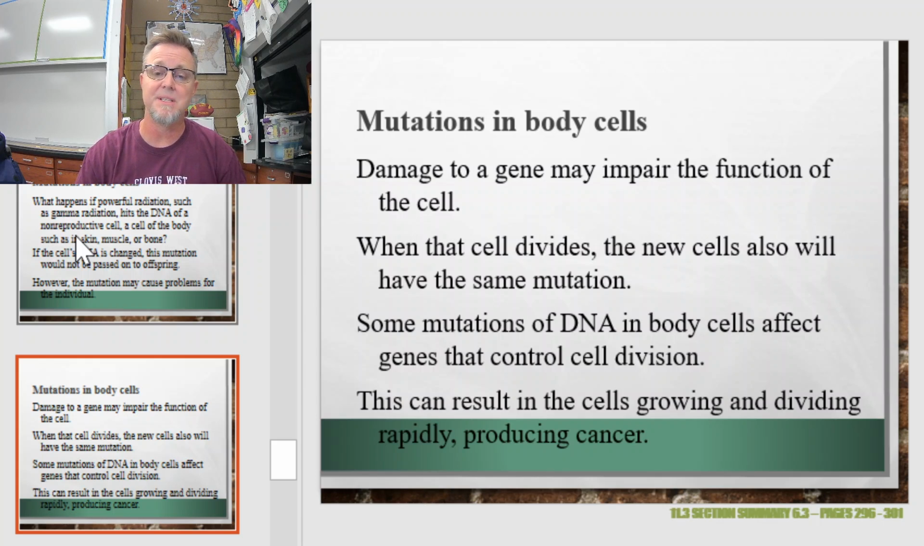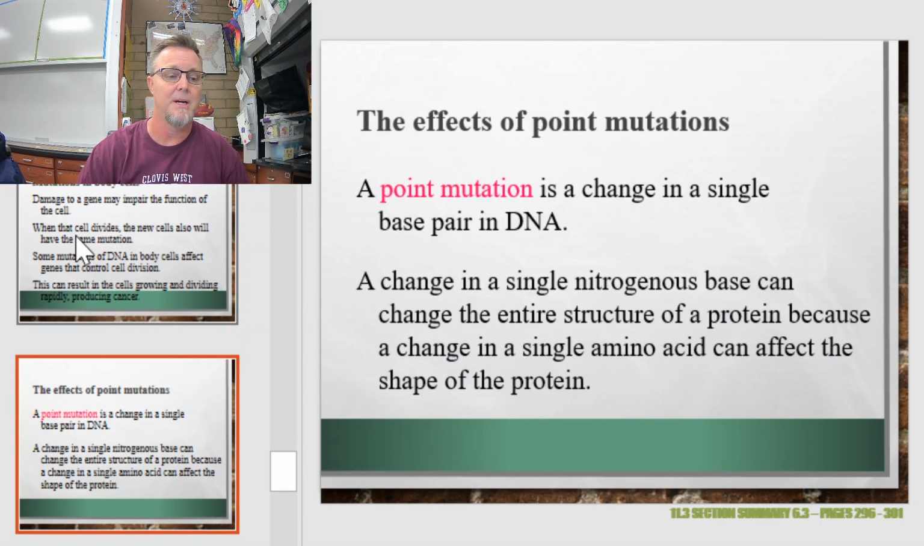Let's look at some specific types of mutations and their outcome. Okay, we're going to start here with what's called a point mutation. A point mutation is a change in a single base pair in DNA. So basically something like gamma radiation or any other type of mutagenic agent comes in and it's going to simply wipe out an A, T, G, or C that we would normally expect to be in one locus or location in your DNA strand, and we're going to end up getting something else, right?